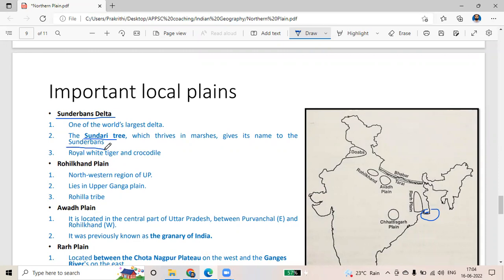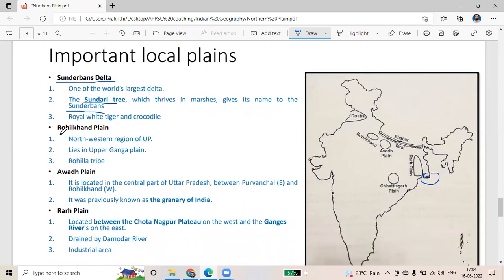Another important plain, local plain is Rohilkhand plain. It is in the northwestern part of UP. Rohilkhand, you can see here. Actually lies in upper Ganga plain है. Why it gets its name? Because there existed one of the important tribes of India, that is Rohilla tribe, that is being existed here.